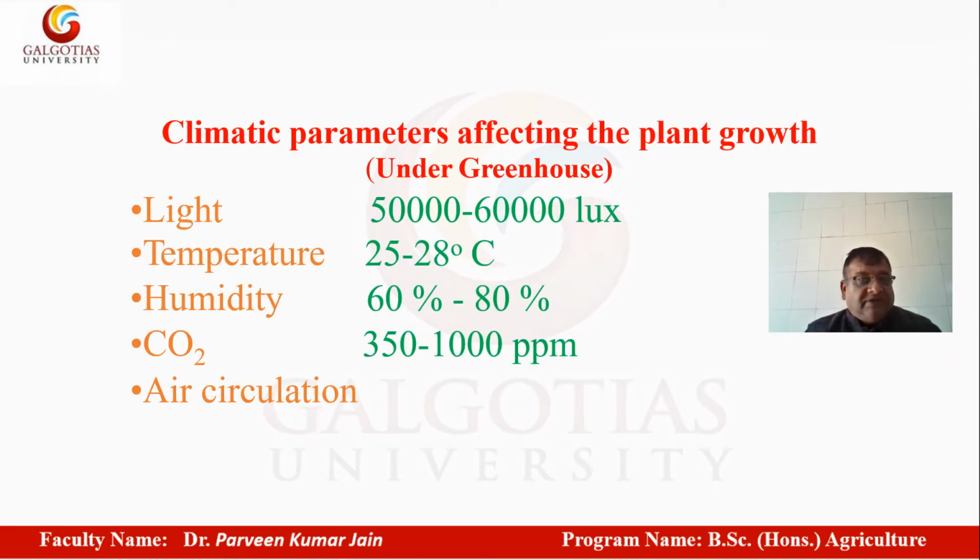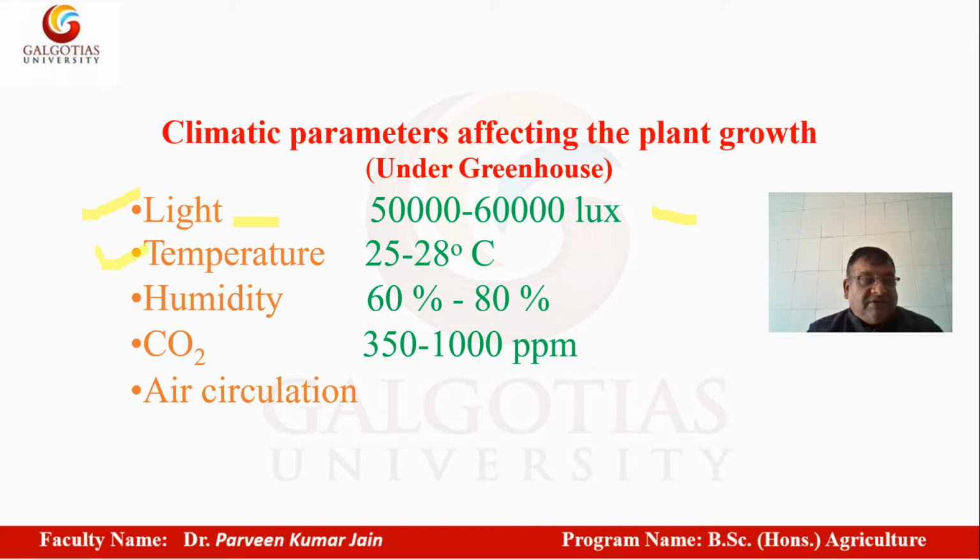Now the different climatic parameters and their average amounts which are suitable for growth of the crops, normally in greenhouses. The light intensity, which is always measured in lux, should be 50,000 to 60,000, and we can increase or decrease the light intensity with the help of shade nets or by putting artificial bulbs in the polyhouses.